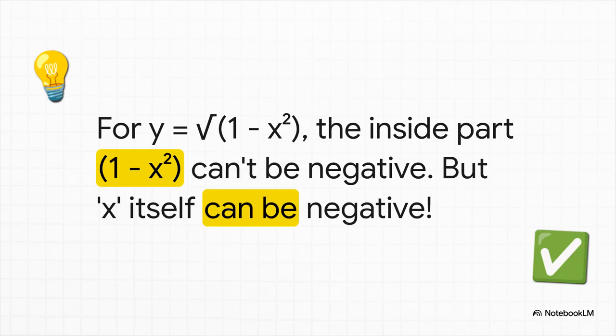These two restrictions are pretty much your main guides for finding the domain. And boom! This right here solves the whole mystery from the beginning. The rule was never that x can't be negative. The rule is that the stuff inside the square root can't be negative. In this case, that's the 1 minus x squared. So if you plug in a negative number for x, like negative 0.5, you end up with 1 minus 0.25, which is a positive 0.75, and that is totally fine. See? Mystery solved.